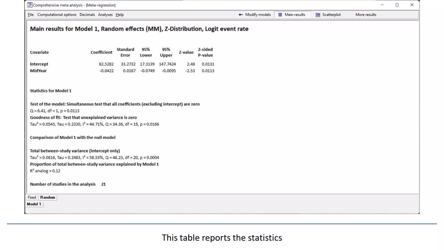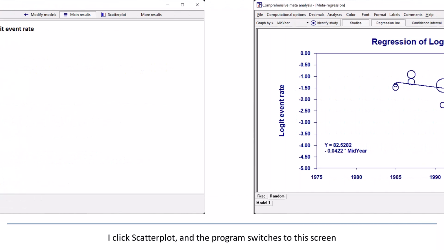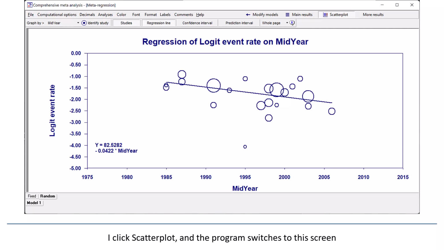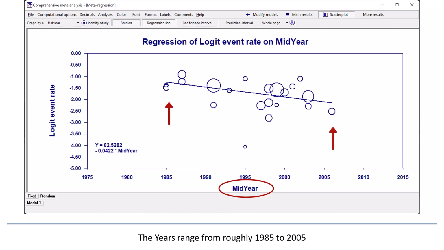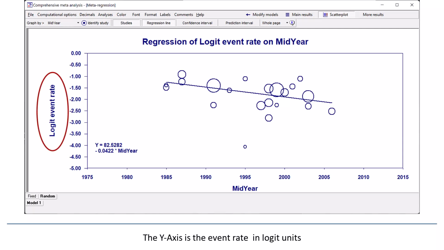This table reports the statistics. I'll come back to that momentarily, but first I'd like to see a plot of the data, which will provide some context for understanding the statistics. I click Scatter Plot, and the program switches to this screen. The title is Regression of Logit Event Rate on Year. The x-axis is year. The years range roughly from 1985 to 2005. The y-axis is the event rate in logit units.